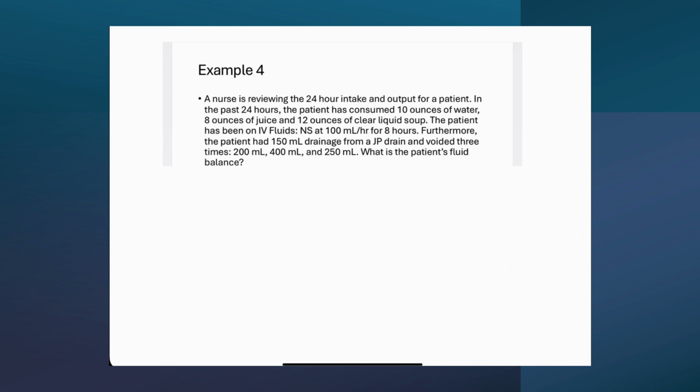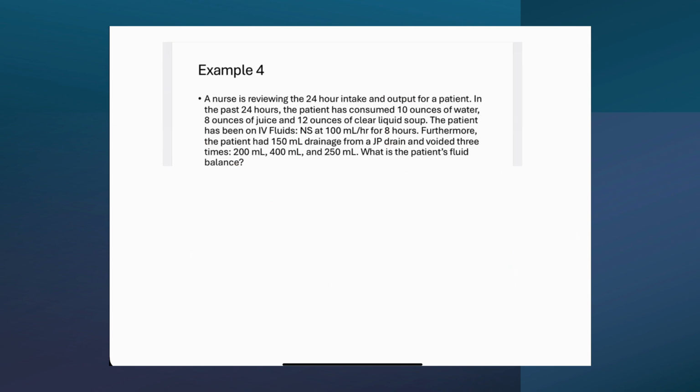So the question says, a nurse is reviewing the 24-hour intake and output for a patient. In the past 24 hours, the patient has consumed 10 ounces of water, 8 ounces of juice, 12 ounces of clear liquid soup. The patient has been on IV fluids, normal saline, going at 100 mLs per hour for 8 hours. Furthermore, the patient has 150 mLs of drainage from a JP drain and has voided 3 times, which the first time was 200, second time 400 mLs, and the third time 250. What is the patient's fluid balance? So in order to get the fluid balance, we need to calculate the patient's intake and the patient's output.